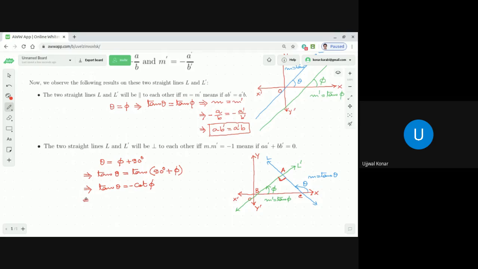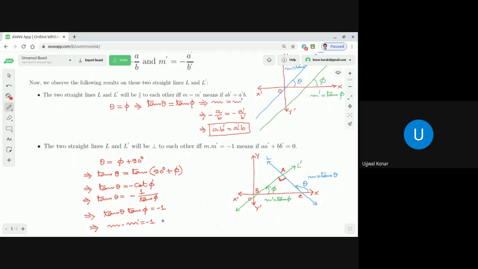So from here, tan theta is equal to minus 1 by tan phi, because we know that cot phi is nothing but 1 by tan phi. So we can write tan theta into tan phi is equal to minus 1. Now what is tan theta? Tan theta is nothing but m, and tan phi is m dash, so m into m dash is equal to minus 1.